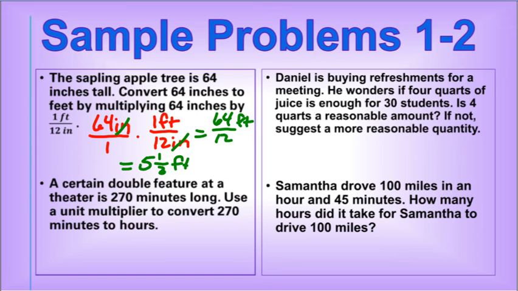Next one, a certain double feature at a theater is 270 minutes long. Use the unit multiplier to convert 270 minutes to hours. So I have 270 minutes over 1. I need to go from minutes to hours. Well, I know that there are 60 seconds in 1 minute, and that gets rid of my minute label, but actually let me do that one over again, because we can go right from minutes to hours.